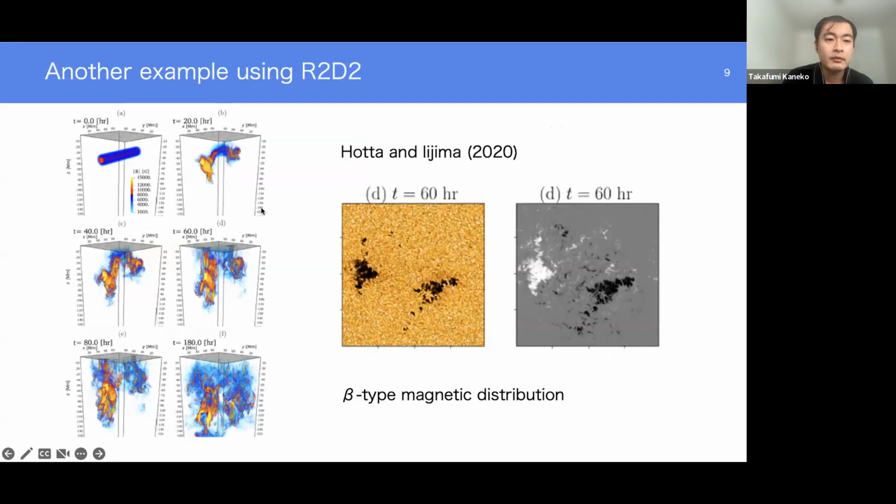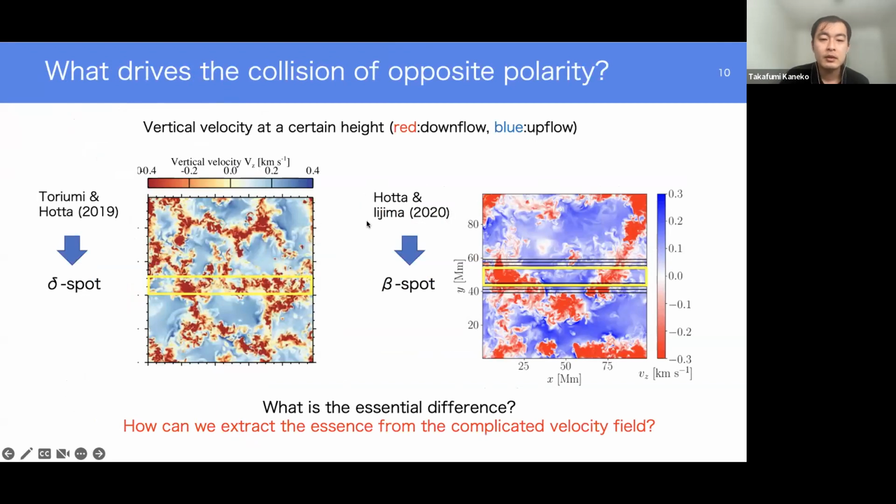So later on, their group also performed another simulation, and they also created the beta type magnetic distribution. The simulation code is the same, and the magnetic parameters are the same, but the difference was convection. This figure shows the vertical velocity at a certain height, where red is downflow and blue is upflow.